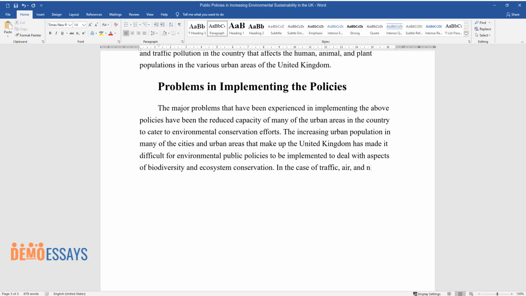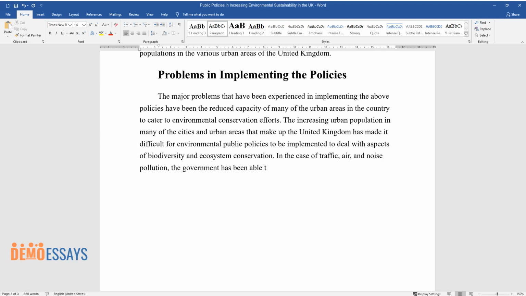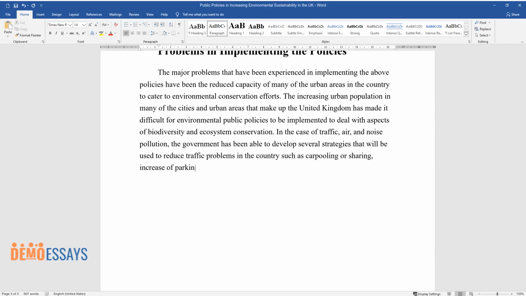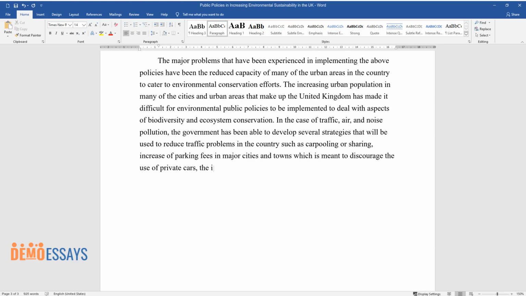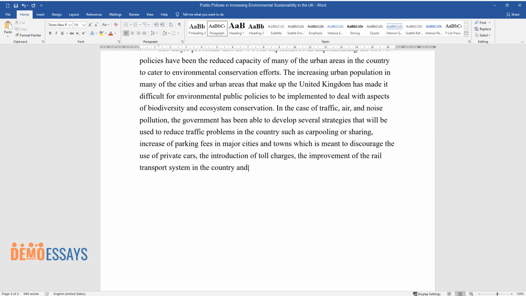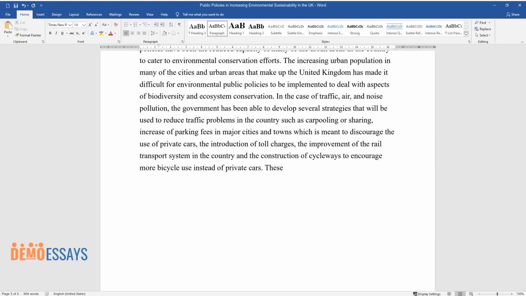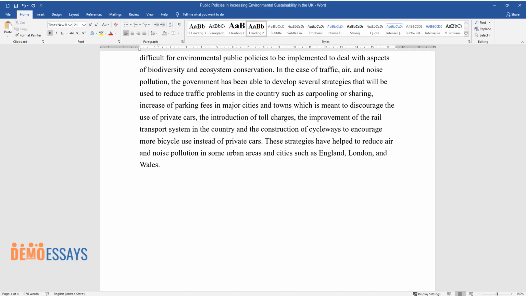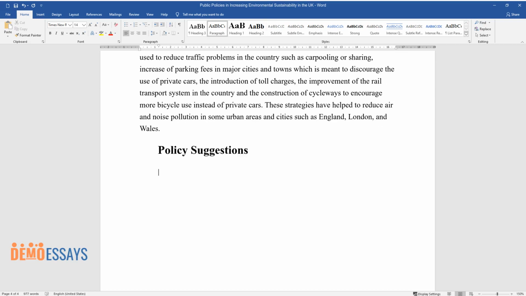In the case of traffic, air, and noise pollution, the government has been able to develop several strategies that will be used to reduce traffic problems in the country, such as carpooling or sharing, increase of parking fees in major cities and towns, which is meant to discourage the use of private cars, the introduction of toll charges, the improvement of the rail transport system in the country, and the construction of cycleways to encourage more bicycle use instead of private cars. These strategies have helped to reduce air and noise pollution in some urban areas and cities such as England, London, and Wales. Policy suggestions.